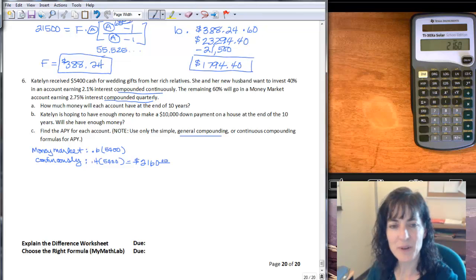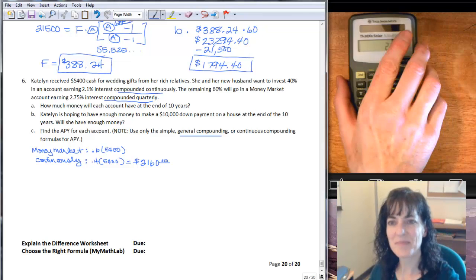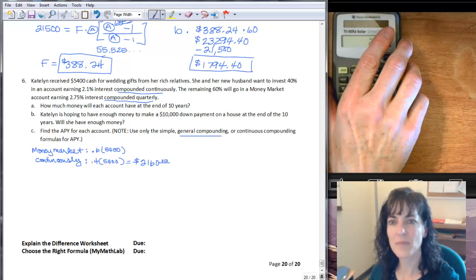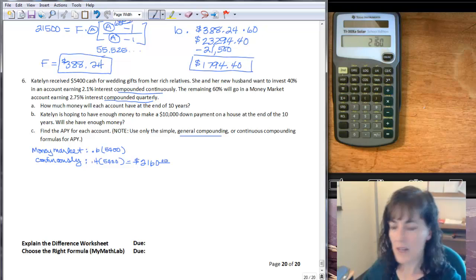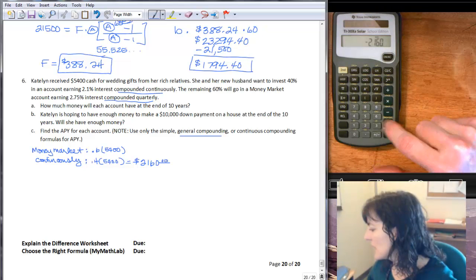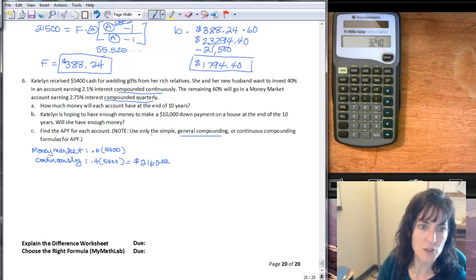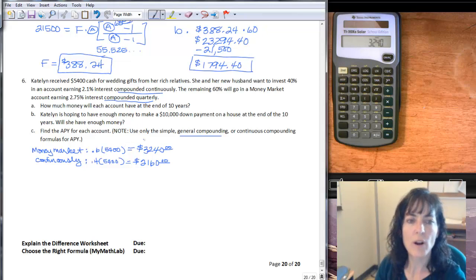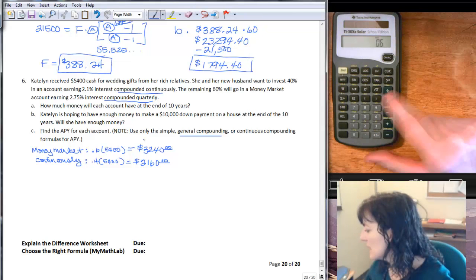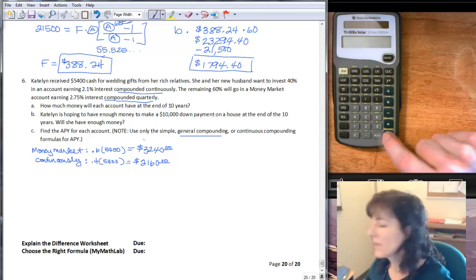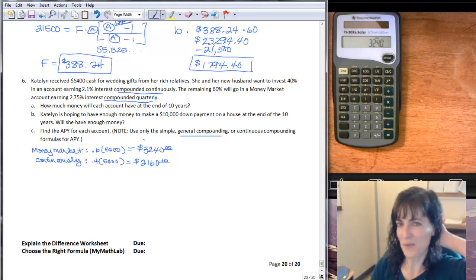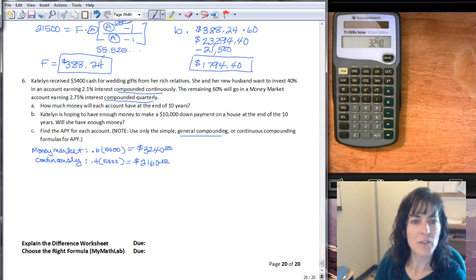Okay, I can just change the sign on that and add it to 5,400, and I get 3,240. Or I can take 0.6 times 5,400 and get the 3,240 as well. So either way is going to work. So there's the two deposit amounts.